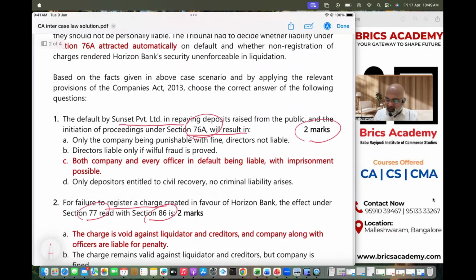What is the first question? The default of deposits raised from the public, etc., under Section 76 will result in penalty for both the company and every officer. He is not asking how much is to be penalized in the option. He is only asking whether the company alone will be penalized or every officer will be penalized. Every officer will be penalized. So I gave the section below.